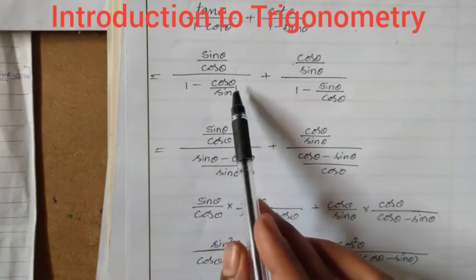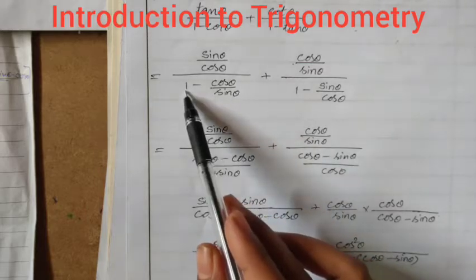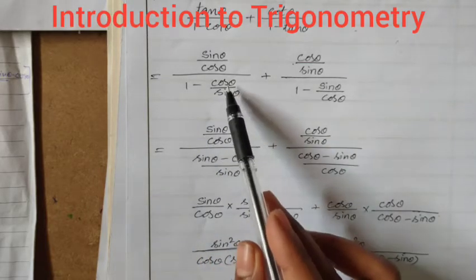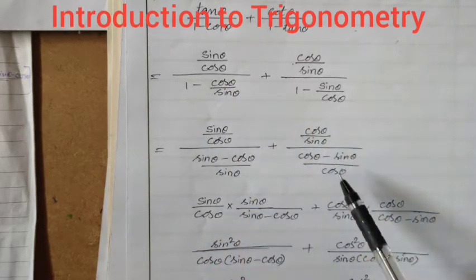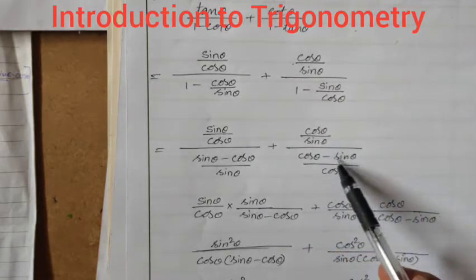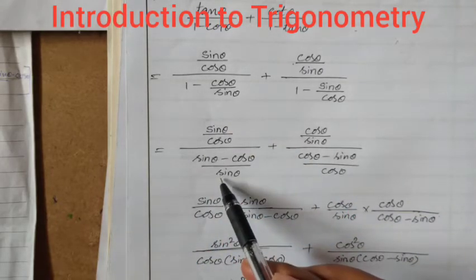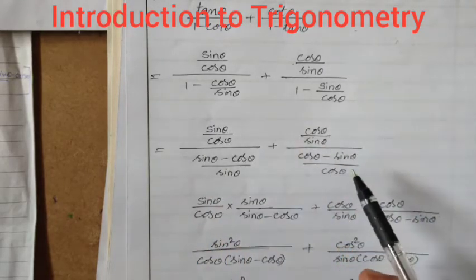Here I take LCM. What is LCM? Sin theta. So cross multiply them. So that is sin theta minus cos theta. Here I take LCM cos theta and cross multiply, cos theta minus sin theta. Okay, only in the second step I take only the denominator of LHS.